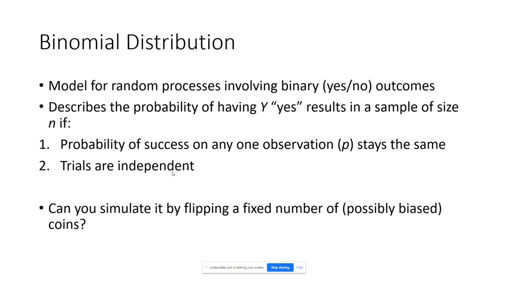A good way to think about the binomial distribution is that it models things that could be simulated by flipping a fixed number of possibly biased coins. The coins are all independent. We know in advance that we're going to flip little n of them and then count up the number of heads. If we can simulate the situation that way, then we can use the binomial distribution to compute probabilities of the numbers of heads.